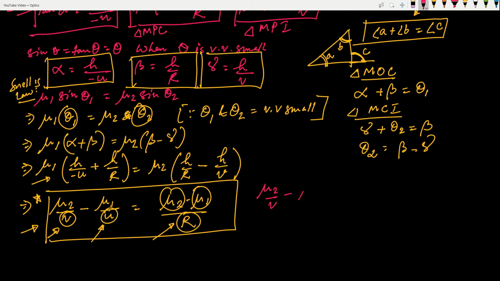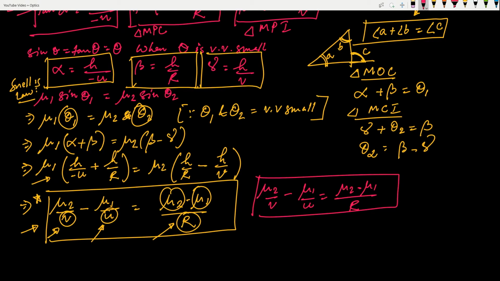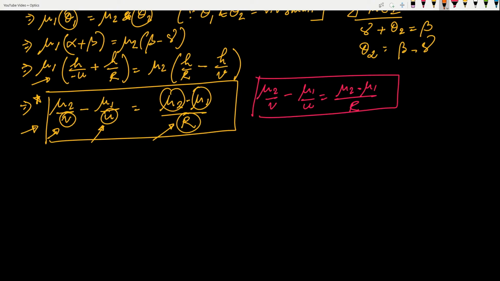Mu2 by V minus mu1 by U should be equal to mu2 minus mu1 divided by R, where R is the radius of curvature of the spherical surface. Now the most important thing for this formula that you need to understand is which medium should be taken as mu2 and which medium should be taken as mu1. I've seen students getting confused here. So I'll keep a star sign here and let me explain which one should be taken as mu2 and which as mu1.